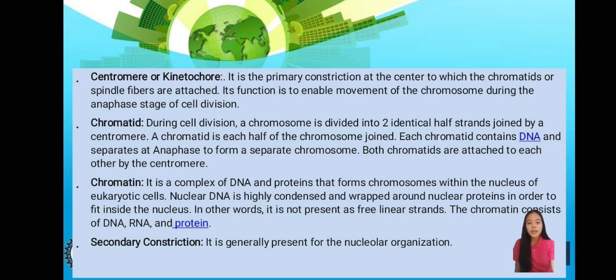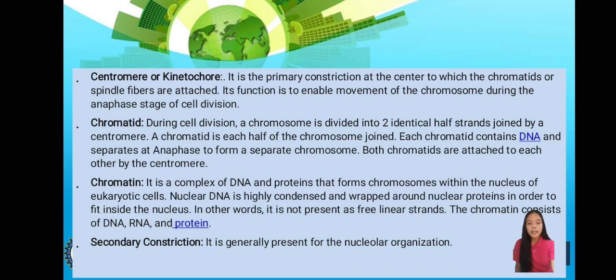Next, chromatid. During cell division, a chromosome is divided into two identical half strands joined by a centromere. A chromatid is each half of the chromosome joined. Each chromatid contains DNA and separates at anaphase to form separate chromosomes. Both chromatids are attached to each other by the centromere.